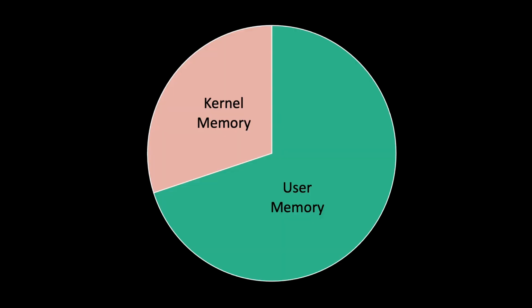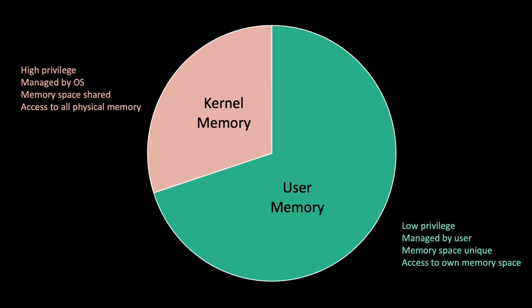The next thing we have to understand is how memory is distributed. We have the user memory and the kernel memory. The kernel memory, as the name suggests, is operated and managed by the operating system and is where the highly privileged stuff is. So this is not accessible by a user, only by the operating system. The memory space of the kernel memory is shared for all privileged processes, and it has actual access to physical memory, so we don't have virtual address space there.